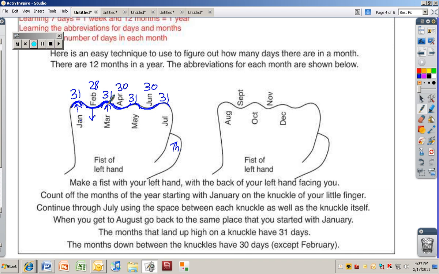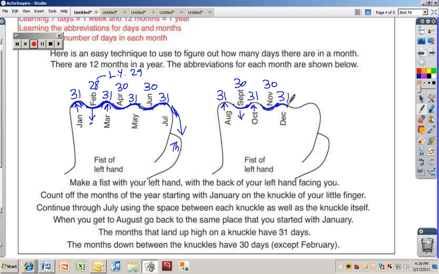So you see the high spots are 31, the low spots are mostly 30, except for February when it's 28, but on leap year it has 29. And then you run out of knuckles. You don't count this spot right here because you'd fall off and it doesn't count at all. You're going to go to the next hand, and the next hand starts on a knuckle, and so August has 31, and then you go down into the dip, the lower number month, 30, and then up to a higher one on top of your knuckle, 31 for October. November is lower, that's 30, and higher for December, 31.